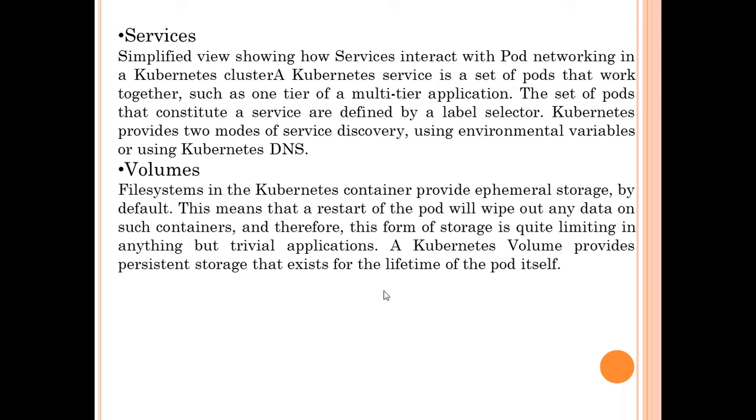This form of storage is quite limiting in anything but trivial applications. A Kubernetes volume provides persistent storage that can exist for the lifetime of a pod itself. Means once you destroy the container, its whole data will be gone, but you need to have a volume. Now in that volume, you will be storing the data and that data will be kept as it is till the lifetime of the pod. So this is about Kubernetes and containers.